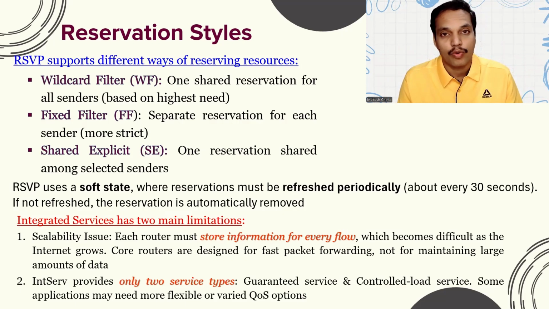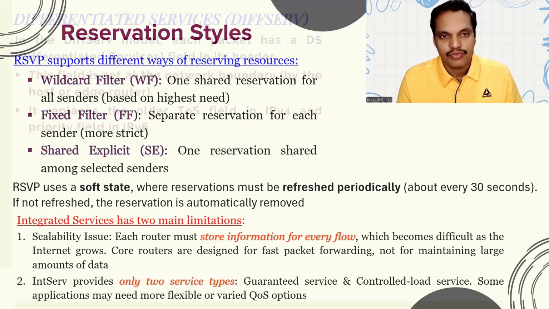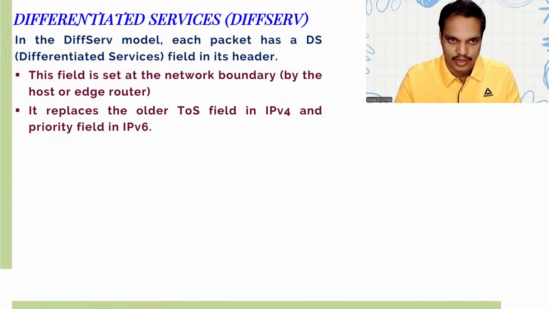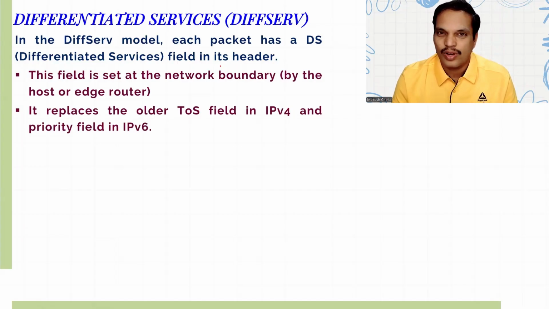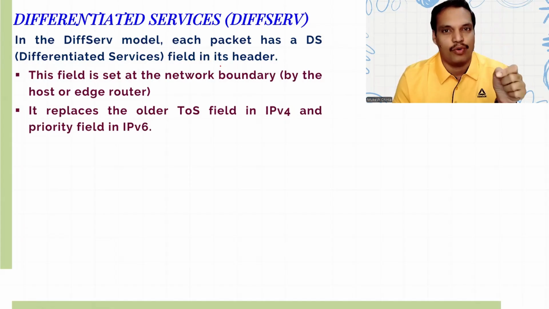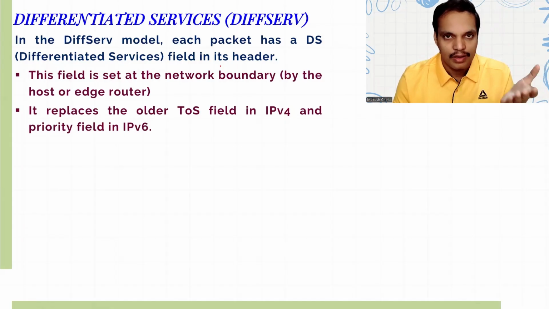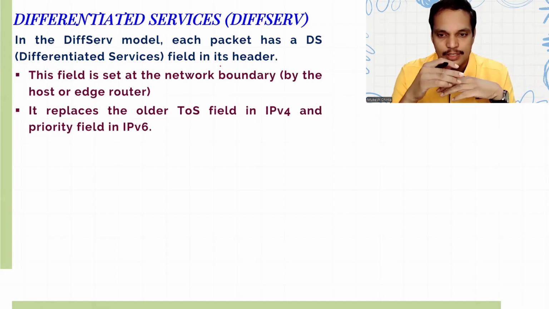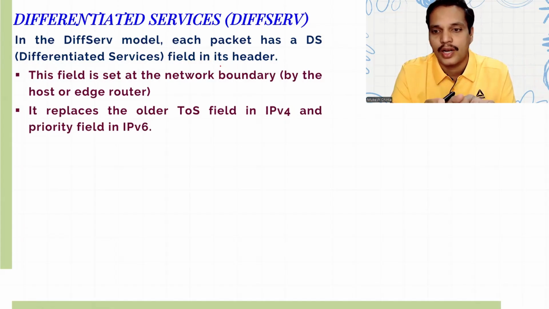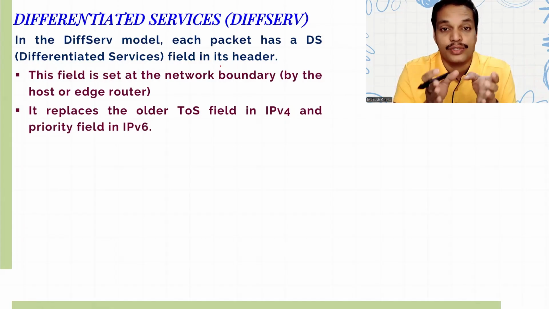That is the reason we go for the next model, which we call the differentiated services model. Integrated services works well, but requires routers to maintain information for every flow, which is very complex and becomes a tedious task as the network keeps on growing every day. To overcome this, especially the scalability issue, this new approach of differentiated services has been introduced. This particular model works on classifying the traffic into separate groups.